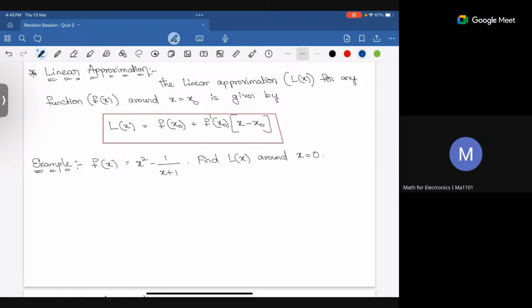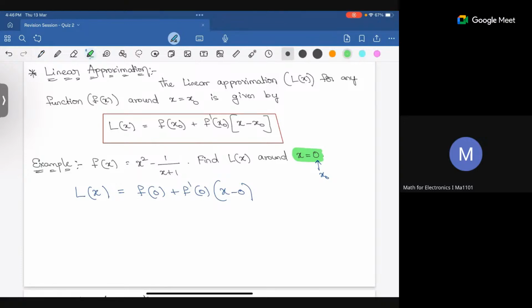Okay, so given example here, f of x is given to be x square minus 1 by x plus 1. Find L of x around x equals 0. So this is important to us. Here x naught is 0. If I write the linear approximation formula, L of x will be f of 0 plus f prime of 0 into x minus 0, because x naught is 0 here. So we are interested to find the linear approximation around x equals 0.